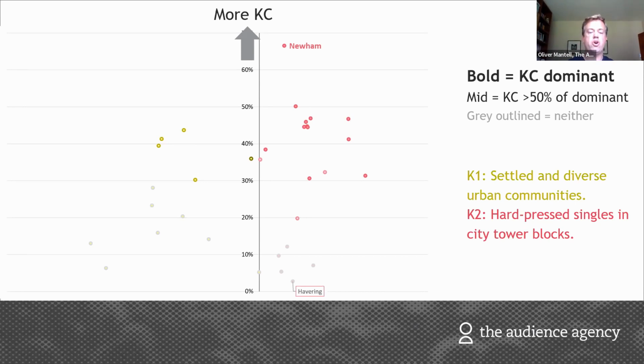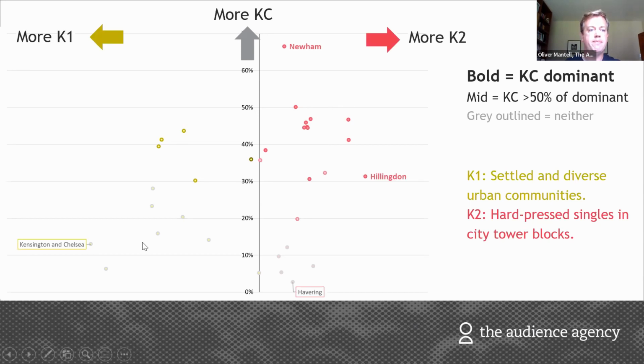We've also then stretched them out on the opposite dimension, which is to say, of the Kaleidoscope Creativity that are in that borough, are there more of them who tend to be in K1, or are there more of them that tend to be in K2? So the more extreme the balance between those, the further away from that central line they'll be. So you can see here, for example, Kensington and Chelsea has relatively few Kaleidoscope Creativity at all. When it does have them, they're overwhelmingly going to be the K1 type. Whereas if you look at Hillingdon in the middle on the right, you can see that actually there's a slightly higher proportion of them, getting on for a third, but they're very predominantly the K2 type.